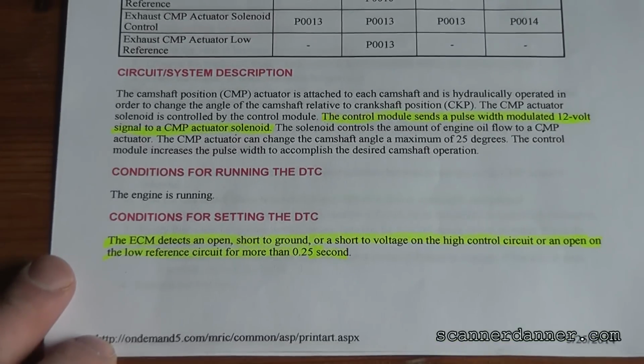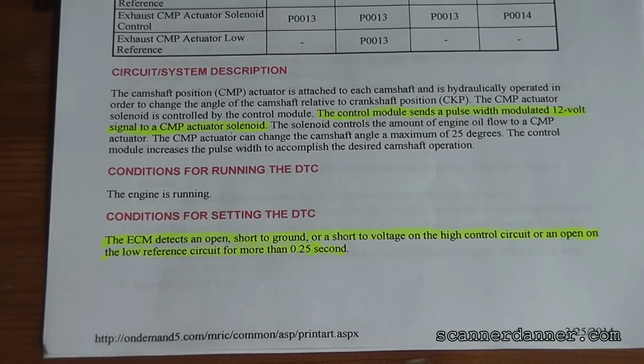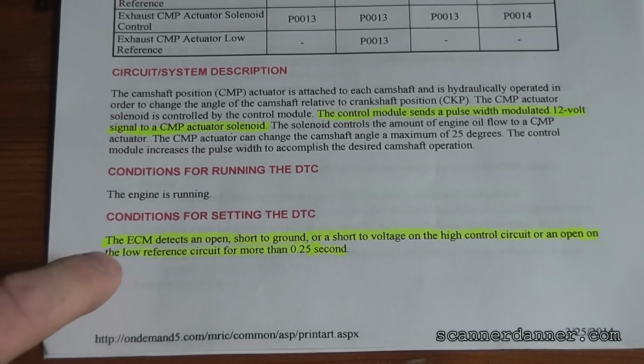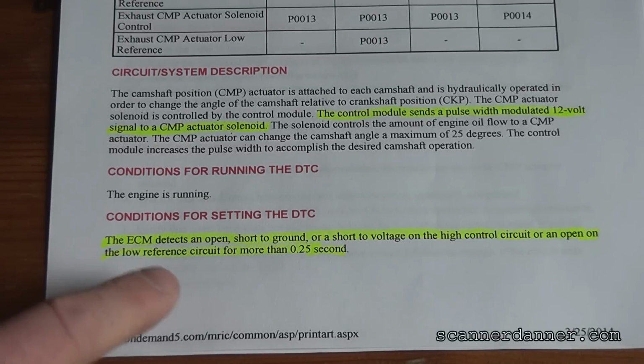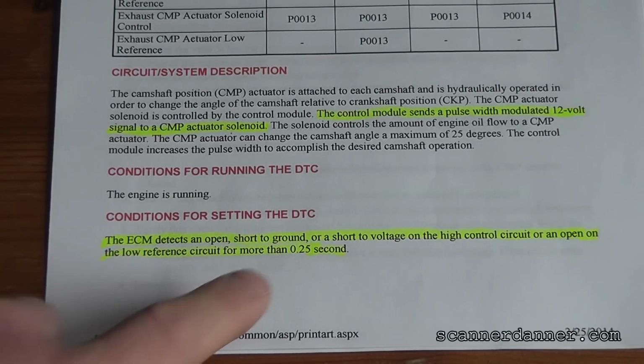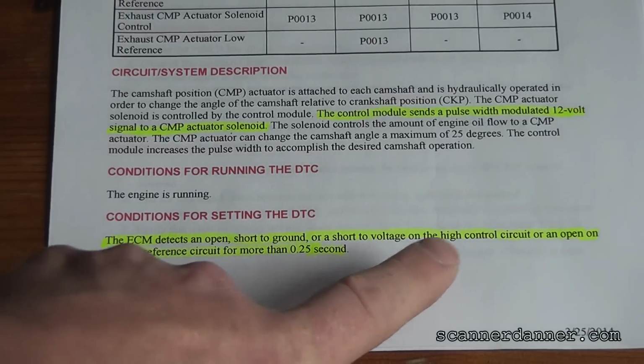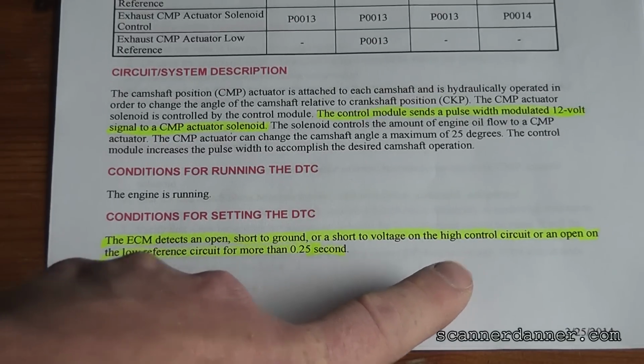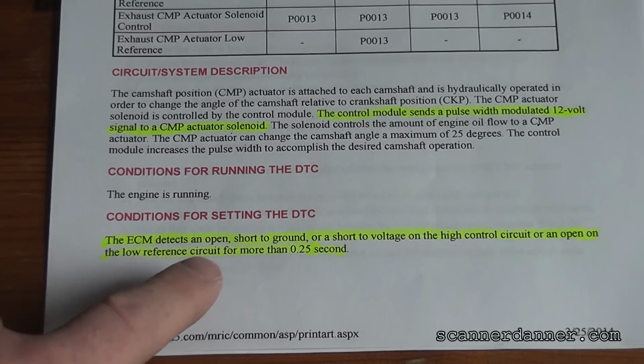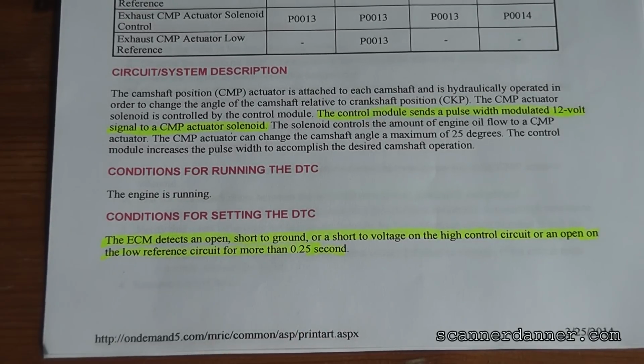Conditions for setting this code. This is important to me because I want to know if this is an electrical problem, is it a hydraulic problem, and so on. And what we see is it says if the ECM detects an open, short to ground or short to voltage on the high control circuit, or an open on the low reference circuit for more than 0.25 of a second, that would be the conditions for setting the code.